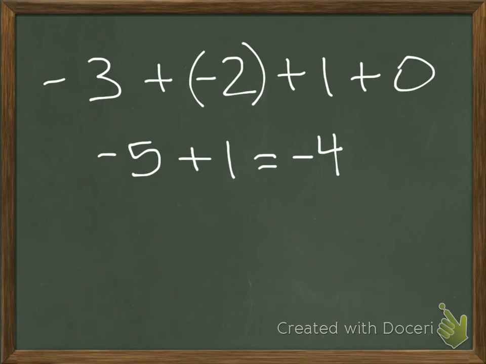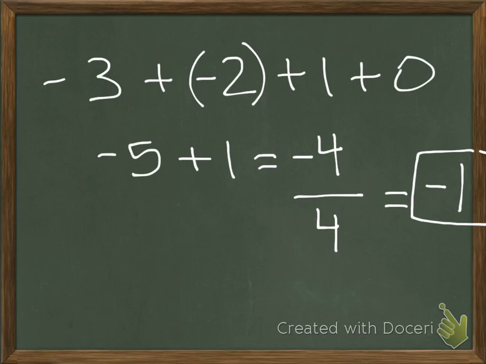If we go back to the adding and subtracting rules, remember you subtract and you take the higher absolute value sign. So that's what we did here. And we should get negative 4 as our total, and then we're going to divide by 4 because there were 4 numbers to get negative 1 as the mean, or the average score. And that concludes lesson 2.5.